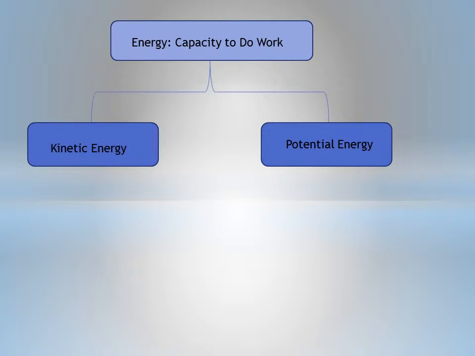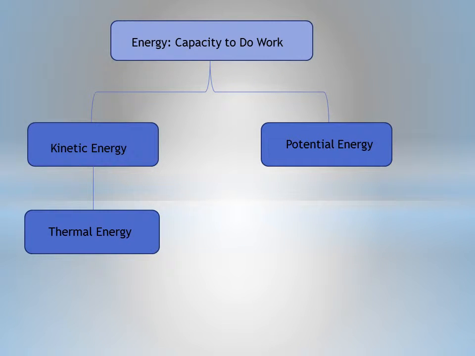We describe energy as the capacity to do work. Energy can be divided into kinetic energy and potential energy. Kinetic energy is the energy associated with motion or movement of an object. Potential energy, on the other hand, is the energy associated with position or composition.